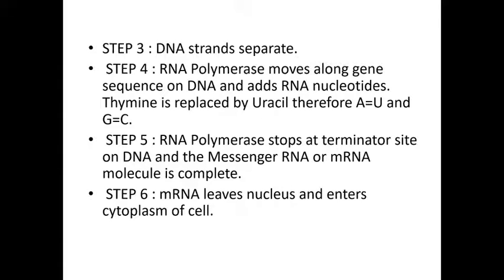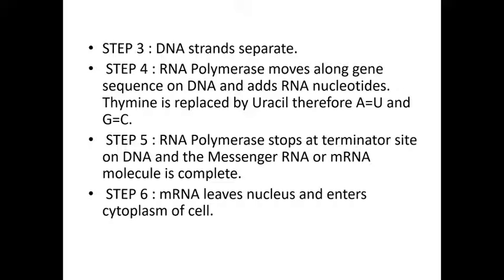The DNA is double stranded, as we know, so this DNA will be slowly separated. Now the RNA polymerase will move along the DNA strand, and it adds RNA nucleotides, so that thymine in the DNA is replaced by uracil. In step 5, the RNA polymerase will stop. Now, a point will be reached where the RNA polymerase should stop its process. That is the terminator site of the DNA, and the messenger RNA, or mRNA, molecule is complete now.